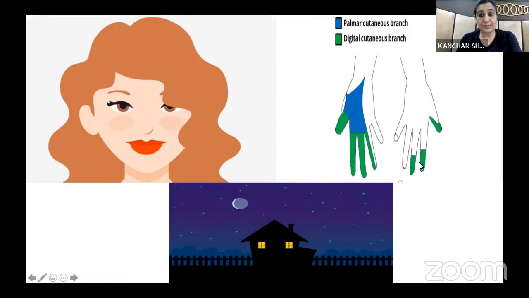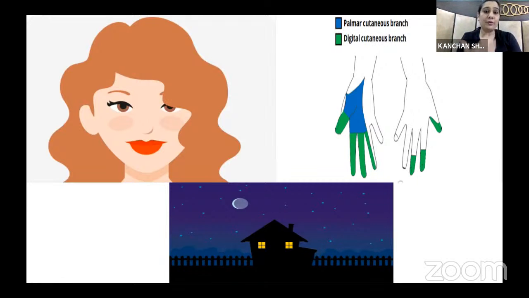You can just see in this picture that the median nerve also supplies the top of your fingers. Basically, carpal tunnel syndrome wakes you up in the night, so the patient gets up, shakes his hand, and goes back to sleep.